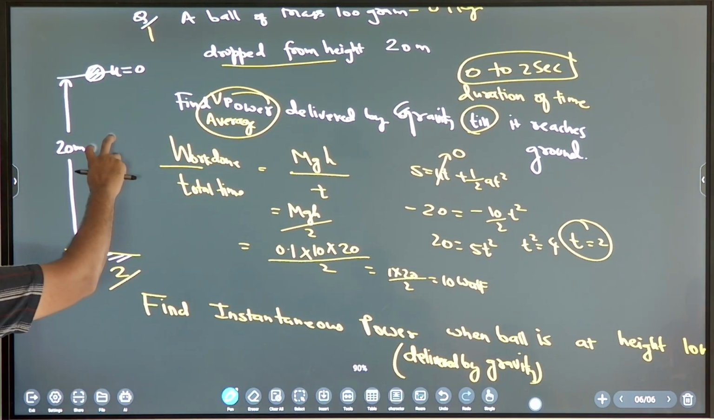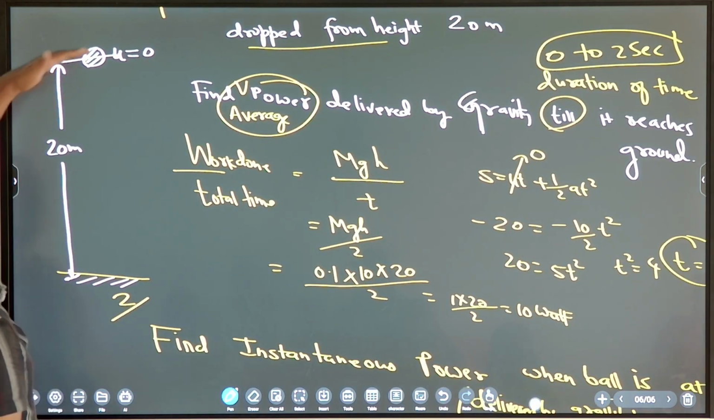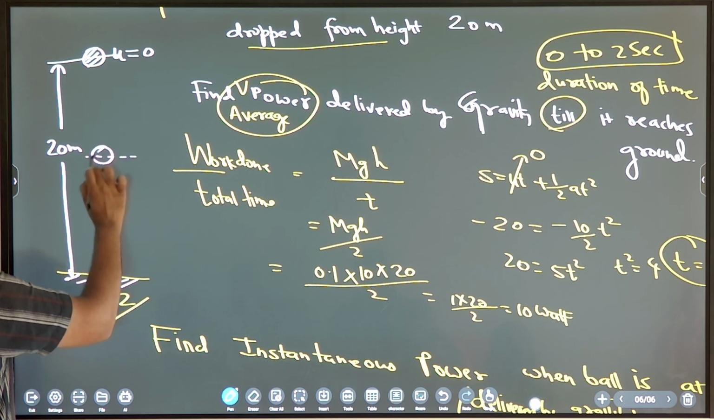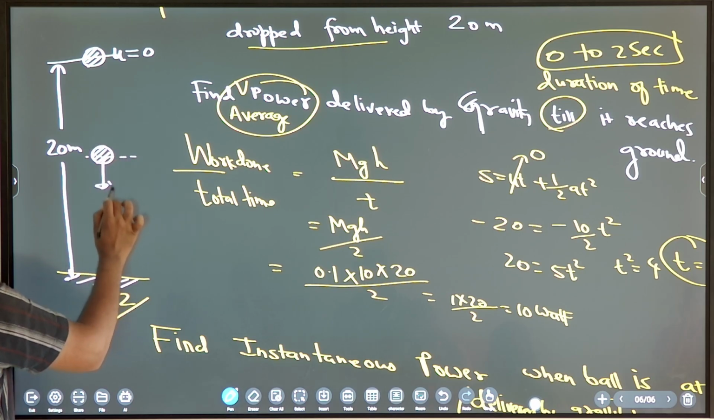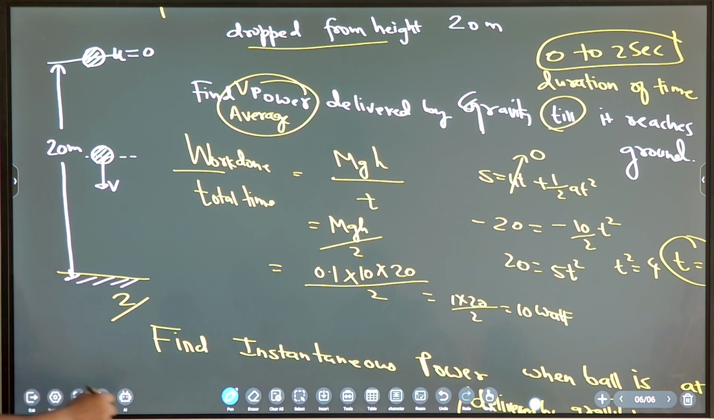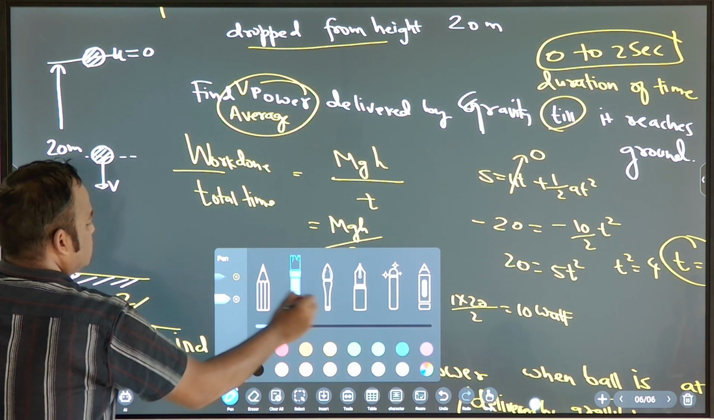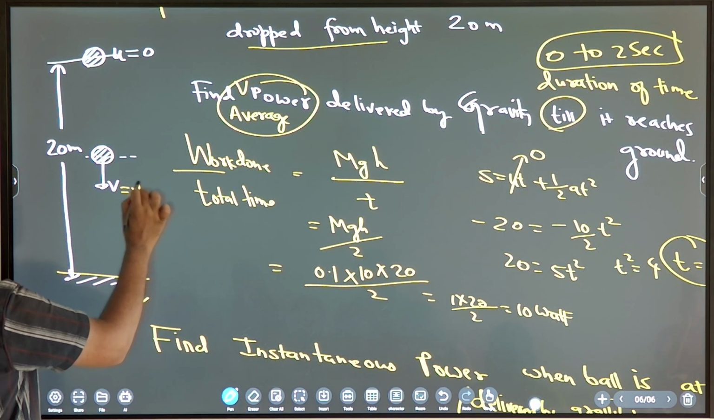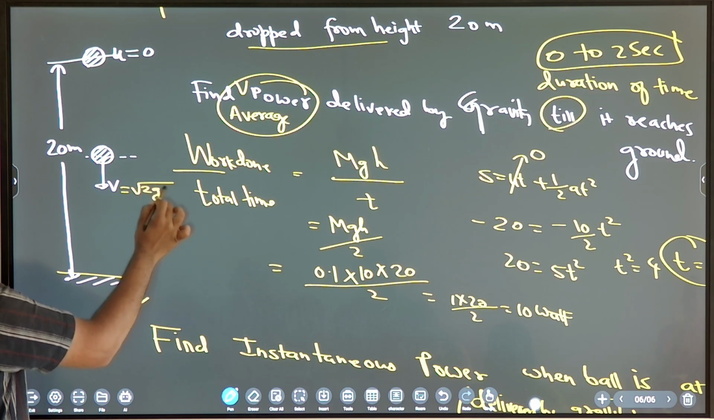So initial height is 20 meter. Now it is dropped. So as it is coming down, speed is increasing. So when it is at 10 meter height, what is the speed? First to calculate this, tell me what is the formula for this? When it is coming down, tell me: square root of 2gh.